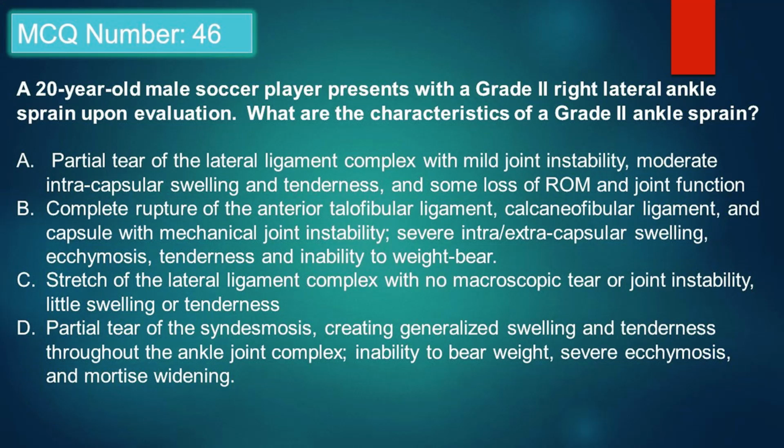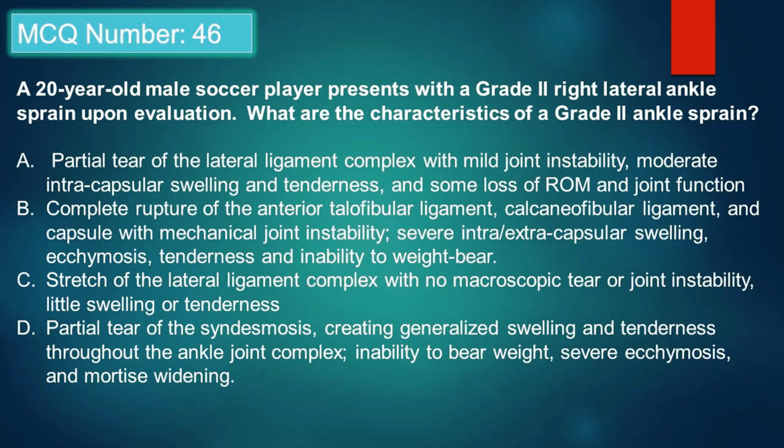A 20-year-old soccer player presents with a grade 2 right lateral ankle sprain upon evaluation. So what are the characteristics of a grade 2 ankle sprain? Option A. There is a partial tear of the lateral ligament complex with mild joint instability, moderate intracapsular swelling and tenderness, and some loss of range of motion and joint function.